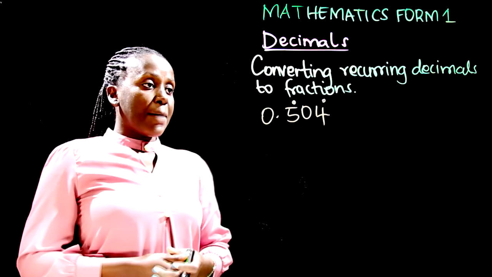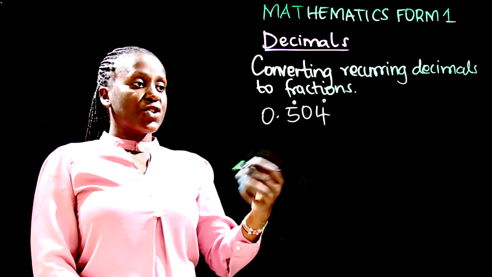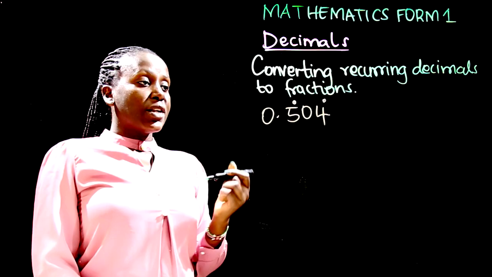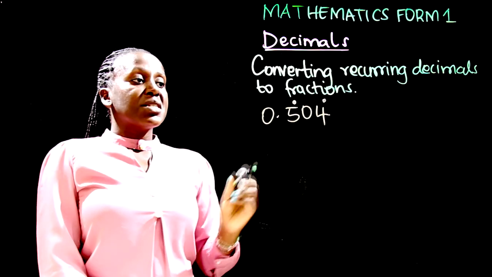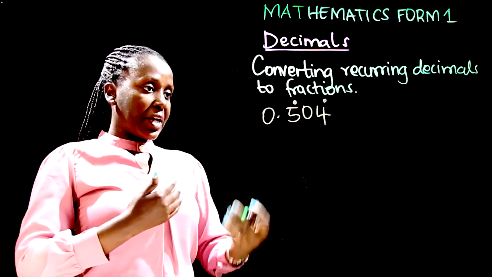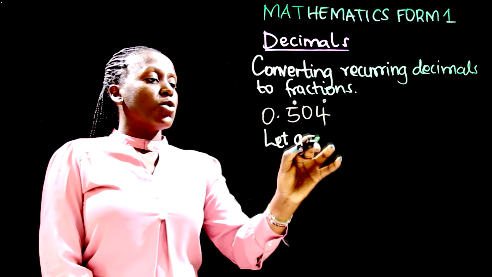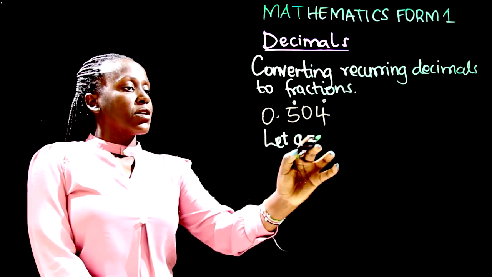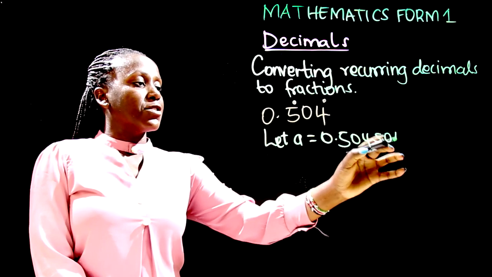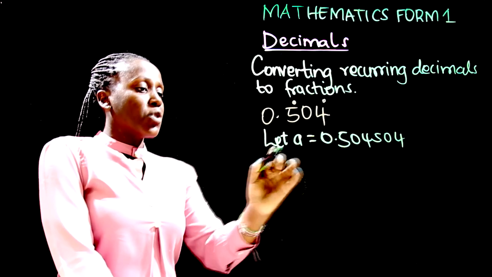Now, in this final example, you notice that the dot that shows which numbers are recurring is on 5 and then on 4. What did we say this means? This means that the numbers beginning from 5 all the way to 4 are recurring. So let A be equal to 0.504504. Okay? So we go on and get the multiples.